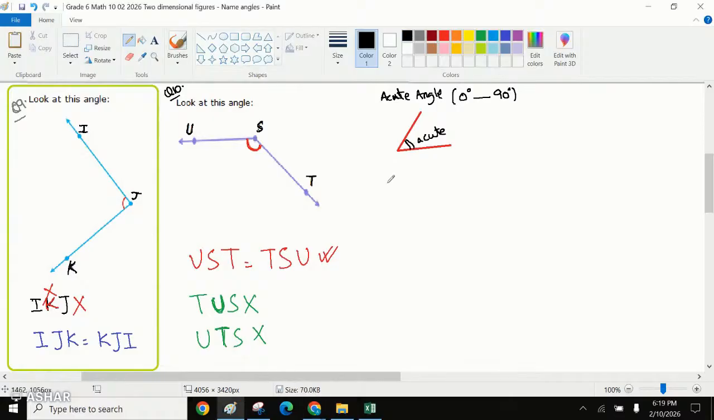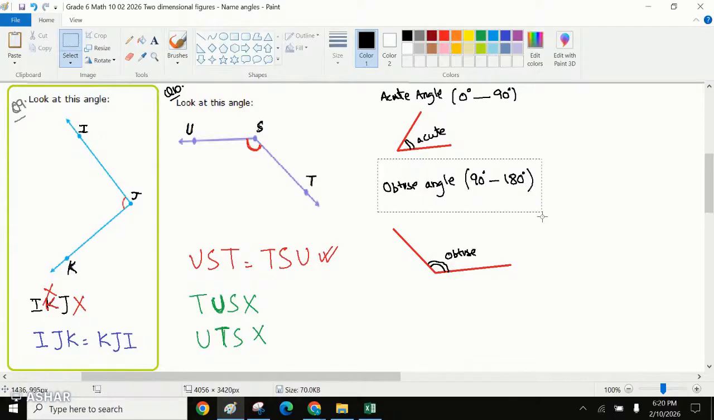The next one would be obtuse. And we know that the obtuse angle is between 90 and 180. Agreed? It cannot be 90. So when we say we have an obtuse angle, we can say that the angle could be in this form. It has to be more than 90, right? We can say this is obtuse. Okay.